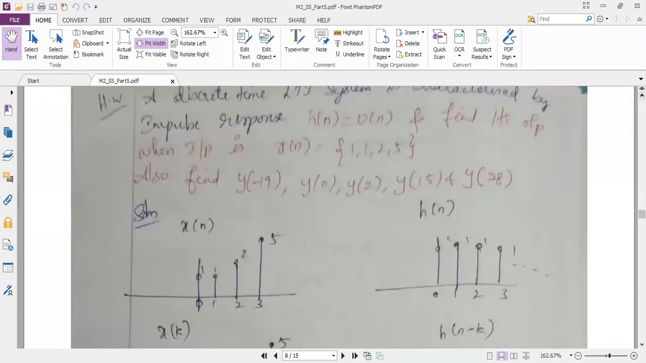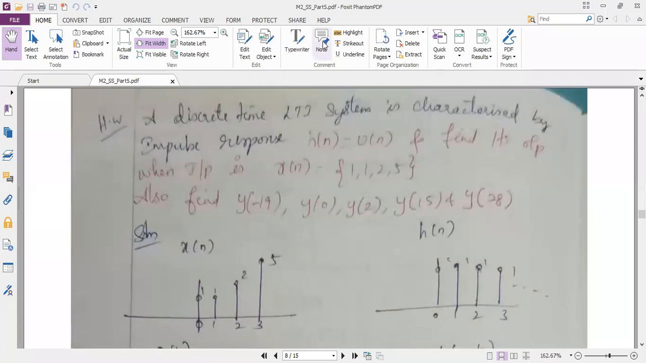So now this is the last problem under convolution sum. This is the last problem. Okay, this is typically unique compared to all the earlier problems. A discrete time LTI system is characterized by impulse response h of n is equal to u of n. It is very simple. So I try to shift h of n only because h of n is simply u of n. Find its output when input is x of n equal to 1, 1, 2, 5. And they are asking to find the output y of -19, y of 0, y of 2, y of 15, y of 28.